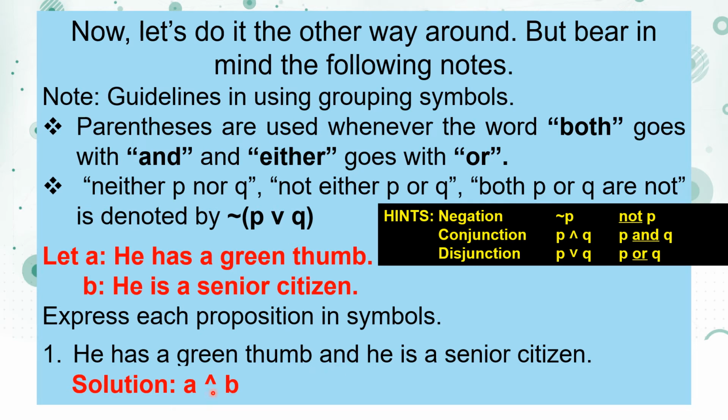The inverted V. And "he is a senior citizen" is the proposition B. So, we write here B. So, we have now the proposition A and proposition B. A and B.